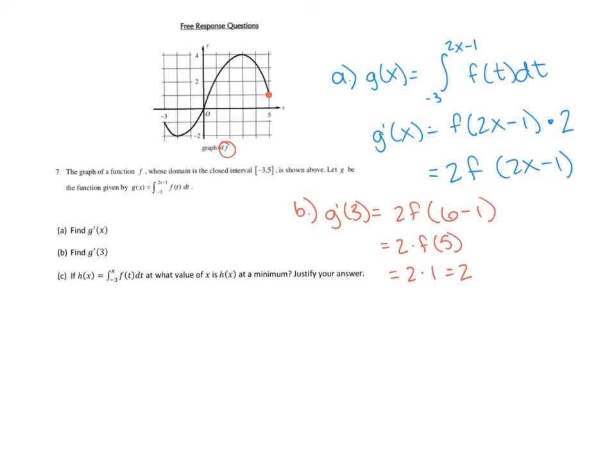Last question, for part C. So now we have something different. H is the integral from -3 to x of f of t dt. So we want to know where h has a minimum. So we remember to find a minimum, the min will occur if h prime changes from negative to positive.